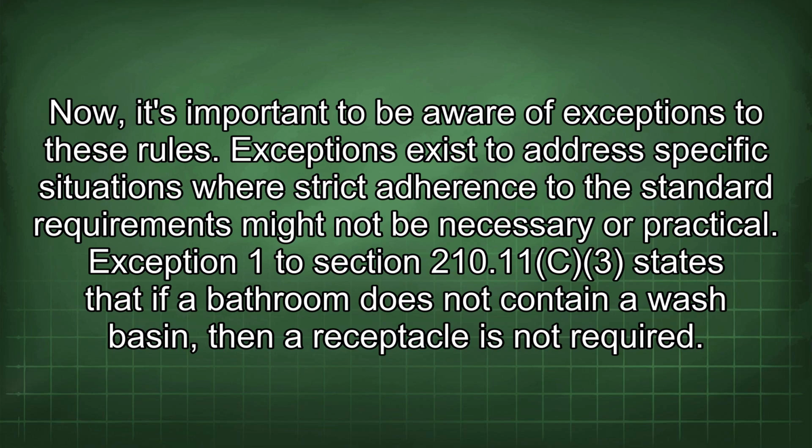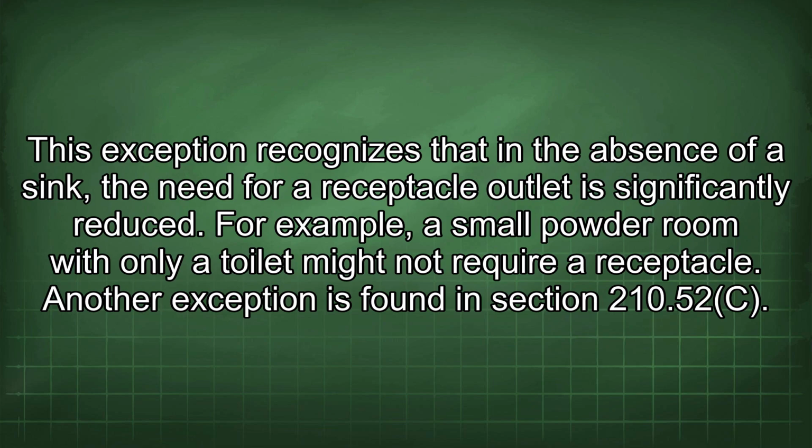Now, it's important to be aware of exceptions to these rules. Exceptions exist to address specific situations where strict adherence to the standard requirements might not be necessary or practical. Exception 1 to Section 210.11(C)(3) states that if a bathroom does not contain a wash basin, then a receptacle is not required. This exception recognizes that in the absence of a sink, the need for a receptacle outlet is significantly reduced. For example, a small powder room with only a toilet might not require a receptacle.